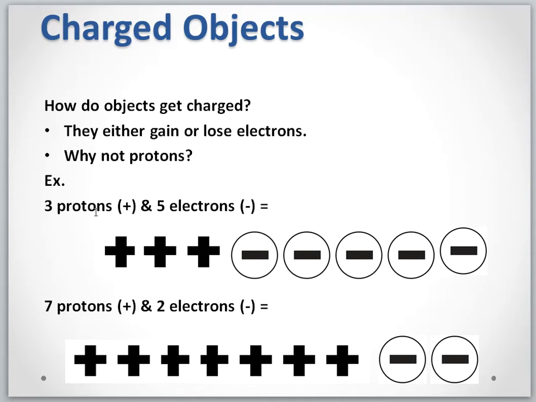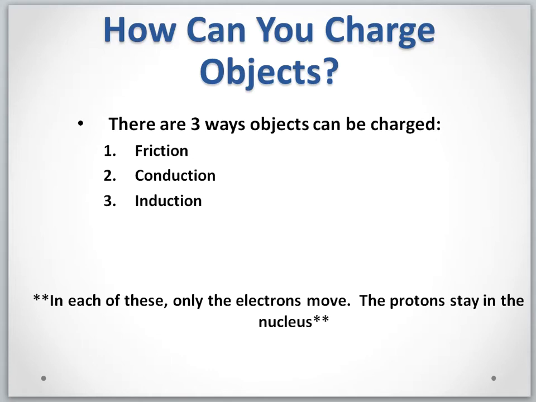And so here's an example. If we have 3 protons and 5 electrons, this actually has a net negative charge because you've got more electrons than protons. Now, if you had, say, 7 protons and 2 electrons, this would have a net positive charge because you have fewer electrons than protons. But again, you don't gain or lose protons, you gain or lose electrons, and that's what gives a particle its charge.